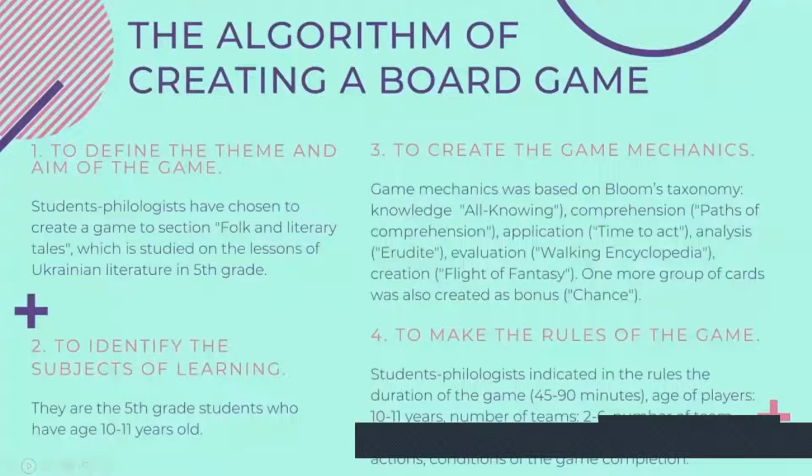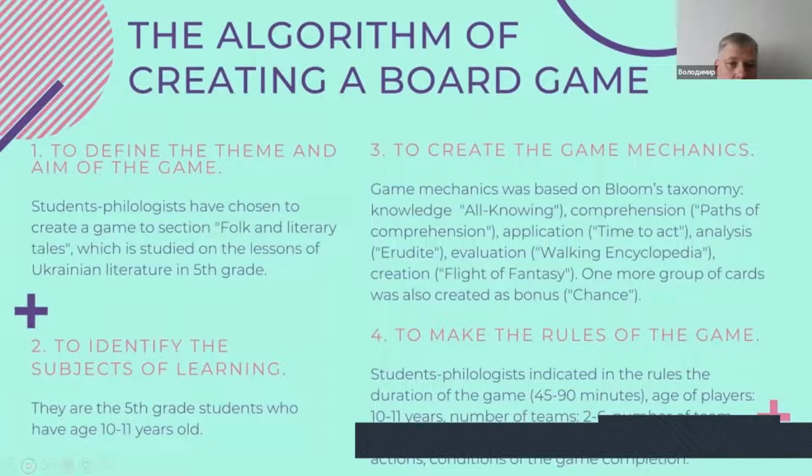We briefly describe the algorithm of creating a board game. First of all, to define the theme and aim of the game. Students philologists have chosen to create a game on the section folk and literary tales, which is studied in the lessons of Ukrainian literature in 5th grade. The second step is to identify the subject of learning, for example, age and number of players. The third step is to create the game mechanism. The game mechanism was based on Bloom's taxonomy, so task cards were developed according to the following levels of cognitive activity: knowledge, comprehension, application, analysis, evaluation, creation, and one more group of cards was also created as bonus.